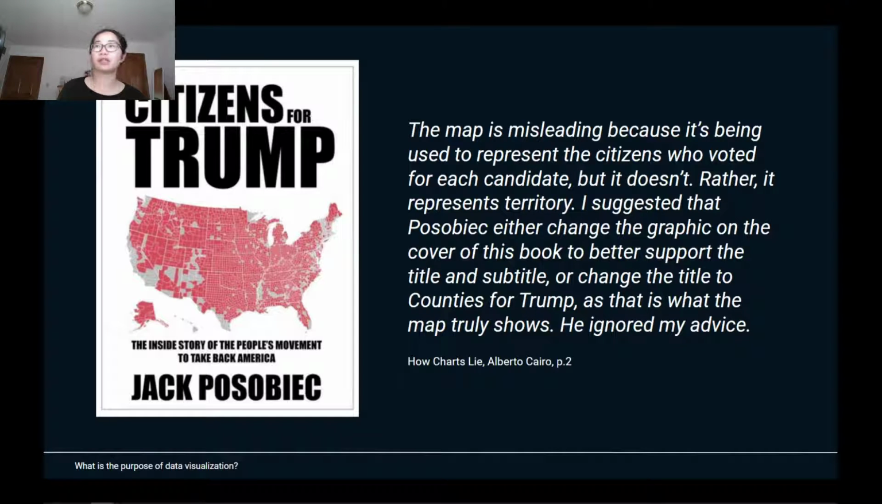Rather, it represents territory. I suggested to the author either change the graphic on the cover of this book to better support the title and subtitle, or change the title to Counties for Trump, as that is what the map truly shows. He ignored my advice. So the idea behind using area to represent people is very misleading. I'll give an example here.